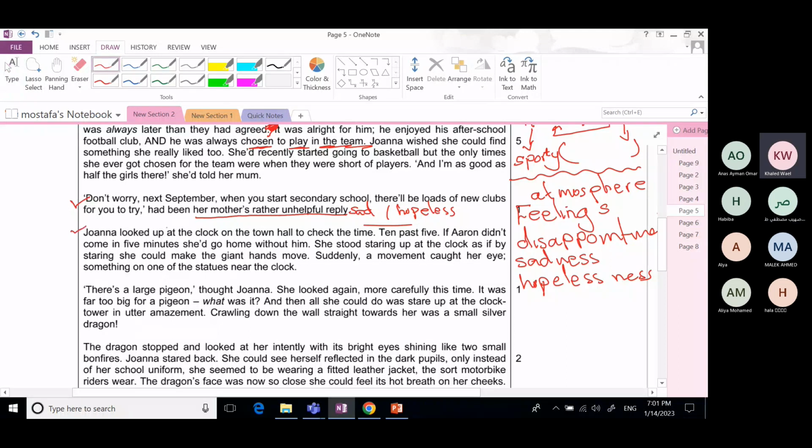Joanna looked up at the clock on the town hall to check the time. Five ten. If Aaron didn't come in five minutes, she would go home without him. She stood staring up at the clock as if by staring she could make the giant hands move. Suddenly a movement caught her eye. Something on one of the statues near the clock. Thank you, Habiba.